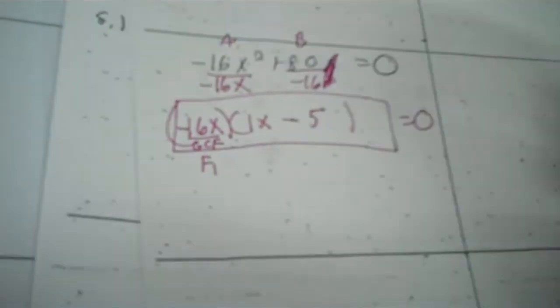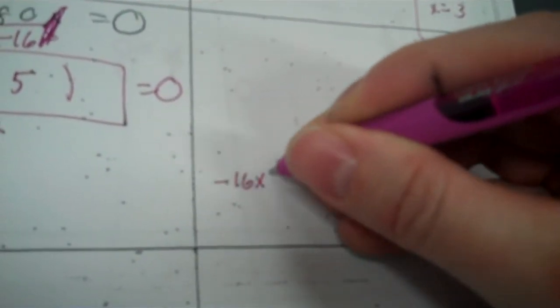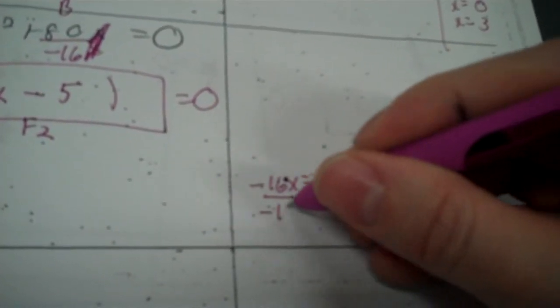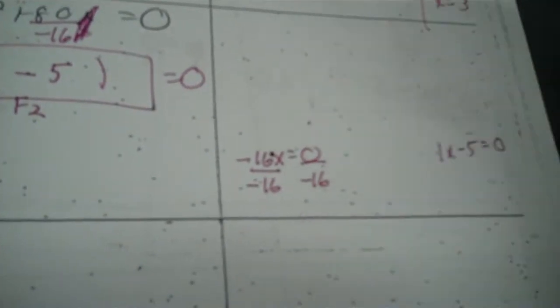Okay, and then f1, the GCF, f2, the expression that remains. So negative 16x could equal 0. Or 1x minus 5 could equal 0. Okay, don't add 16 here. That means negative 16 times x. You still divide, even if it's a negative. And that's 0. Then over here we have to add 5 to both sides. That's 5. Okay.